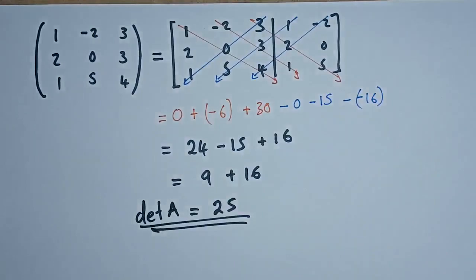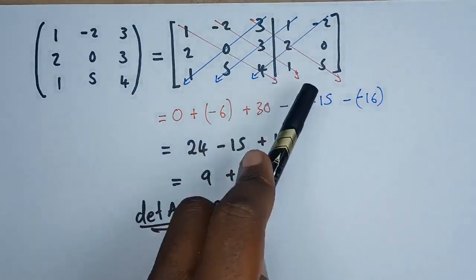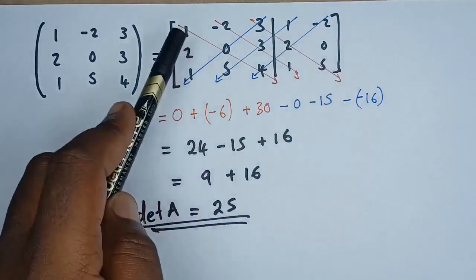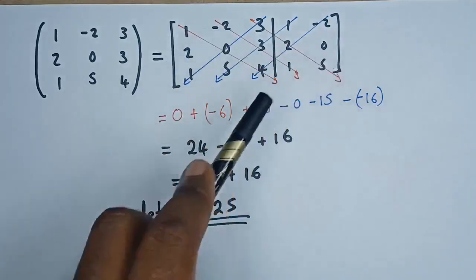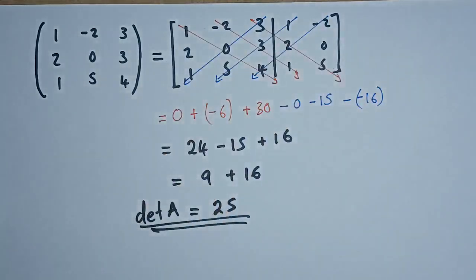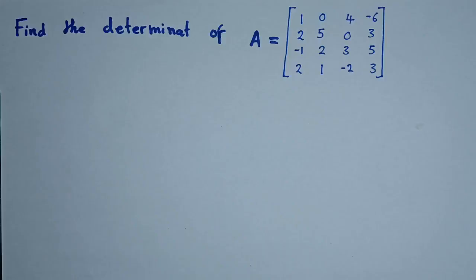So the key here is to rewrite the first two columns, then make sure that the major diagonals are positive and the minor diagonals are negative. Then you have your answer like that. Thank you very much. Looking at how to find the determinant of a 4 by 4 matrix.